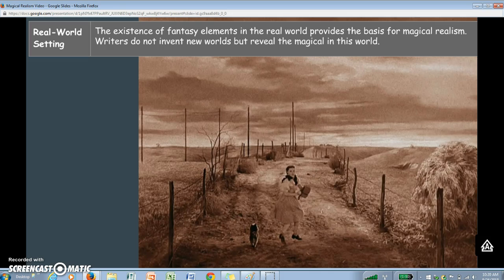So the first thing that we notice with Wizard of Oz is the real-world setting. At the beginning of the movie, Dorothy is out in the West during the Dust Bowl, and so everything looks very bleak. To emphasize this bleakness, the movie is in black and white at the beginning. So remember that the real-world setting is the existence of fantasy elements in the real world that provides the basis for magical realism. Writers do not invent new worlds, but reveal the magic in this world. So Dorothy lives in the same world that we live in. It's a couple decades ago, but it's the same world that we live in.